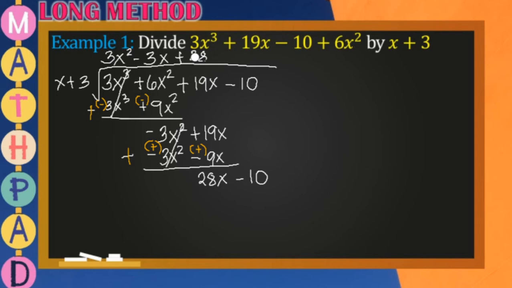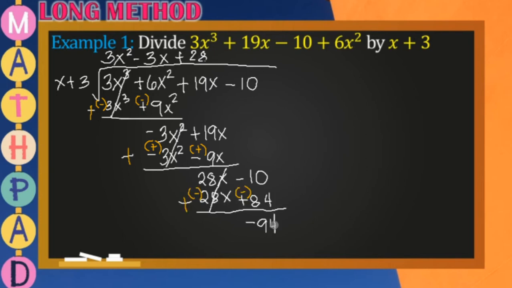Now, just like what we did, i-change natin yung sign, di ba? Yung 28, gagawin nating negative. Itong 84, gagawin nating negative. And then, plus na tayo. Okay? And then, 28x plus negative 28x, this is 0. Then, negative 10 plus negative 84, parehas na yung sign niya. So, we just add and then copy the sign.